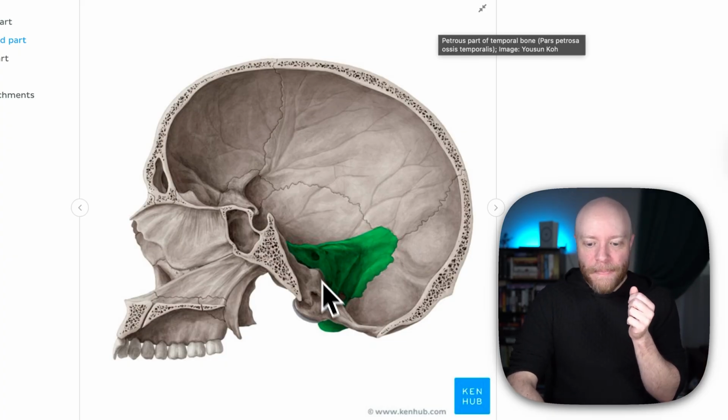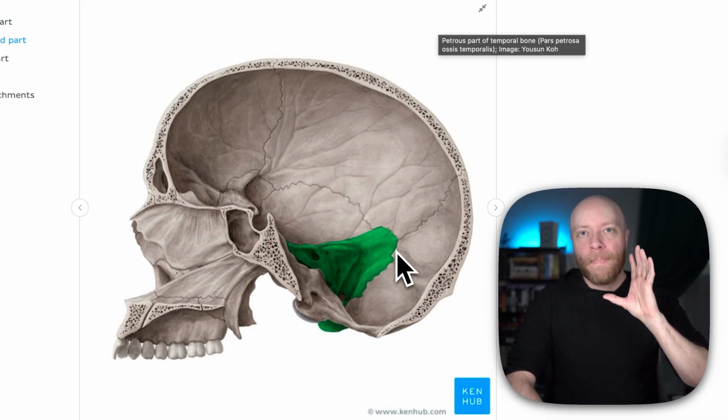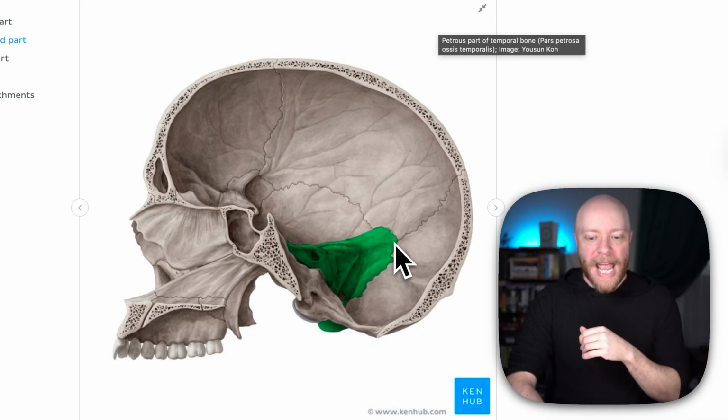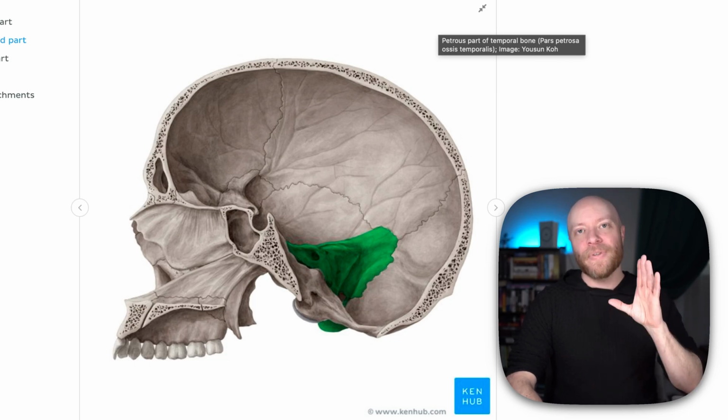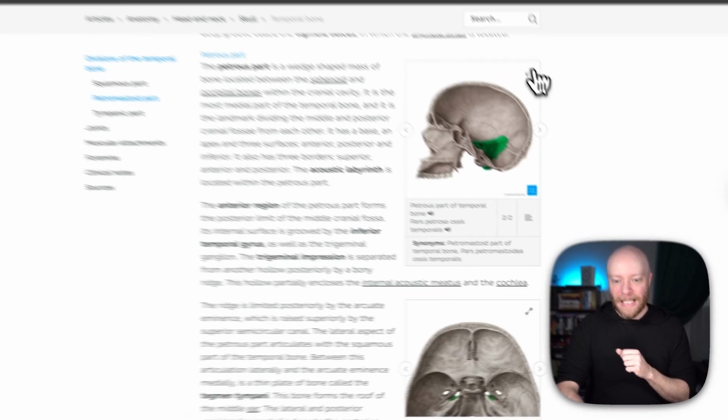But this is the petrous part. So this is the most medial part of the temporal bone, and it's where, in my opinion at least, all the really truly exciting stuff about the temporal bone is going to be located.